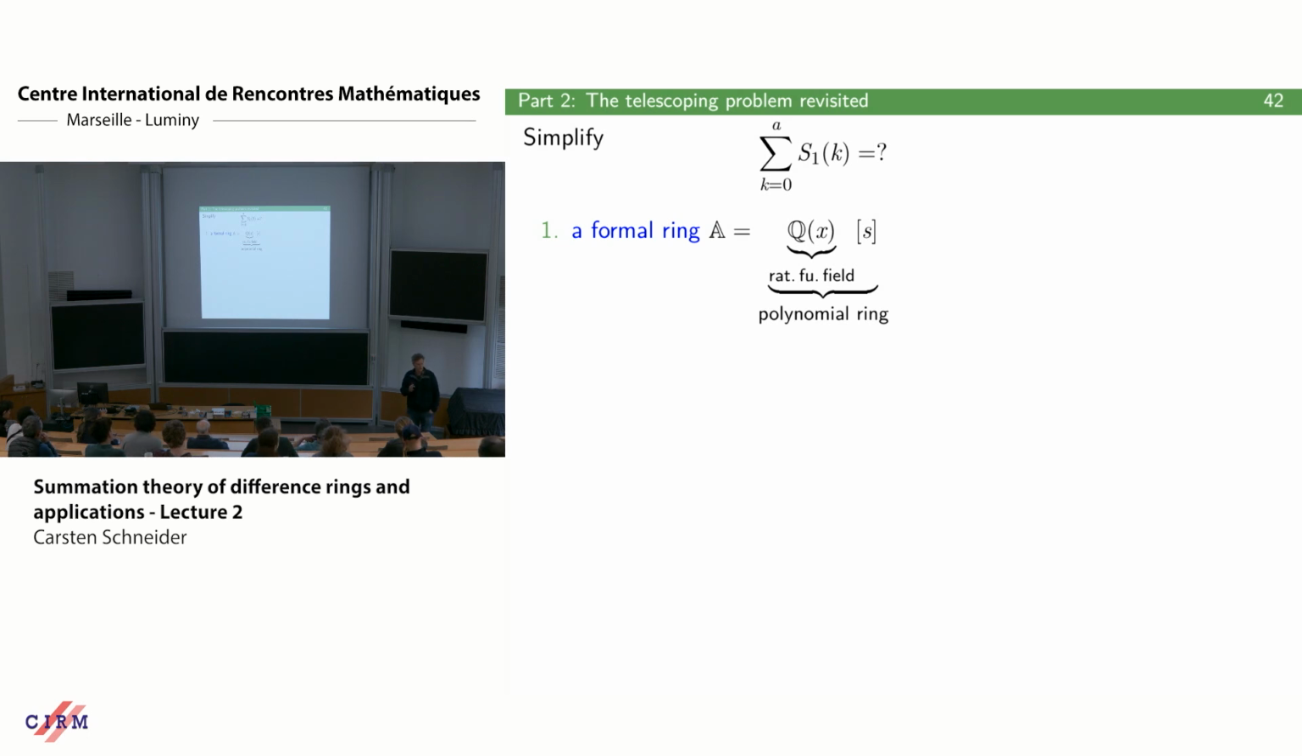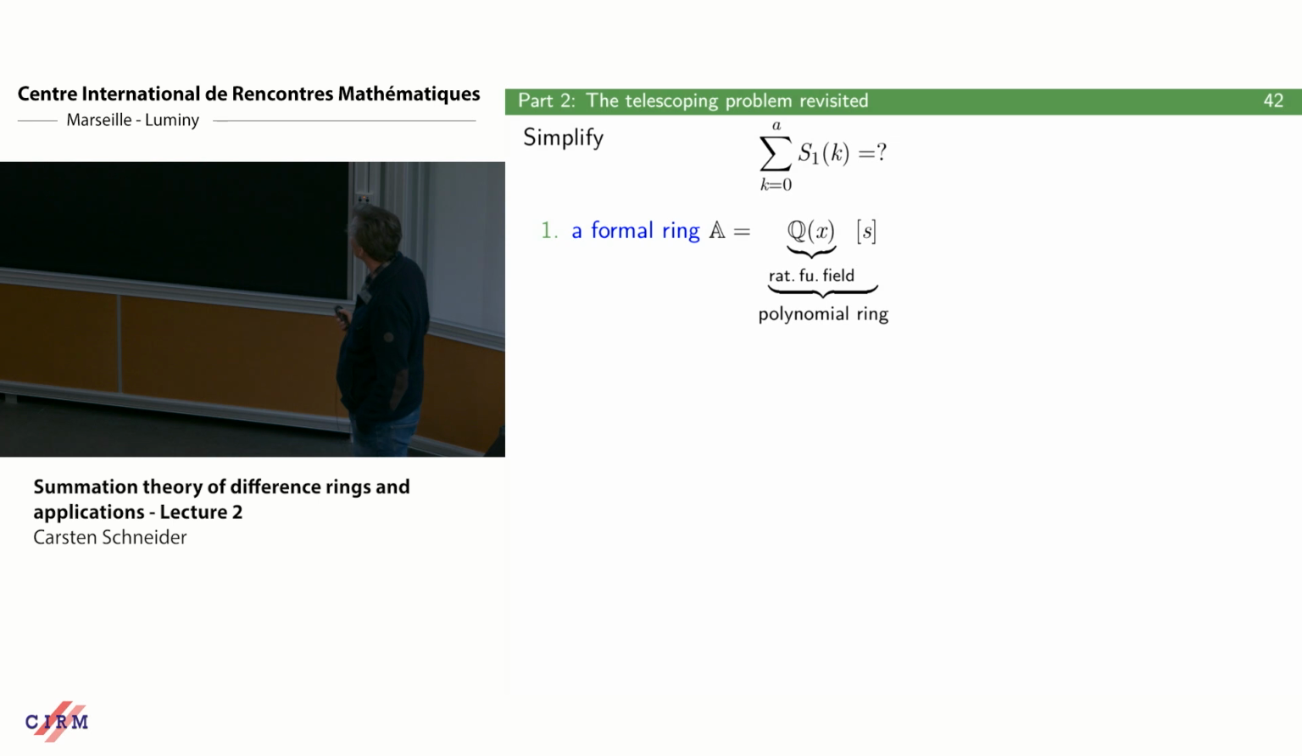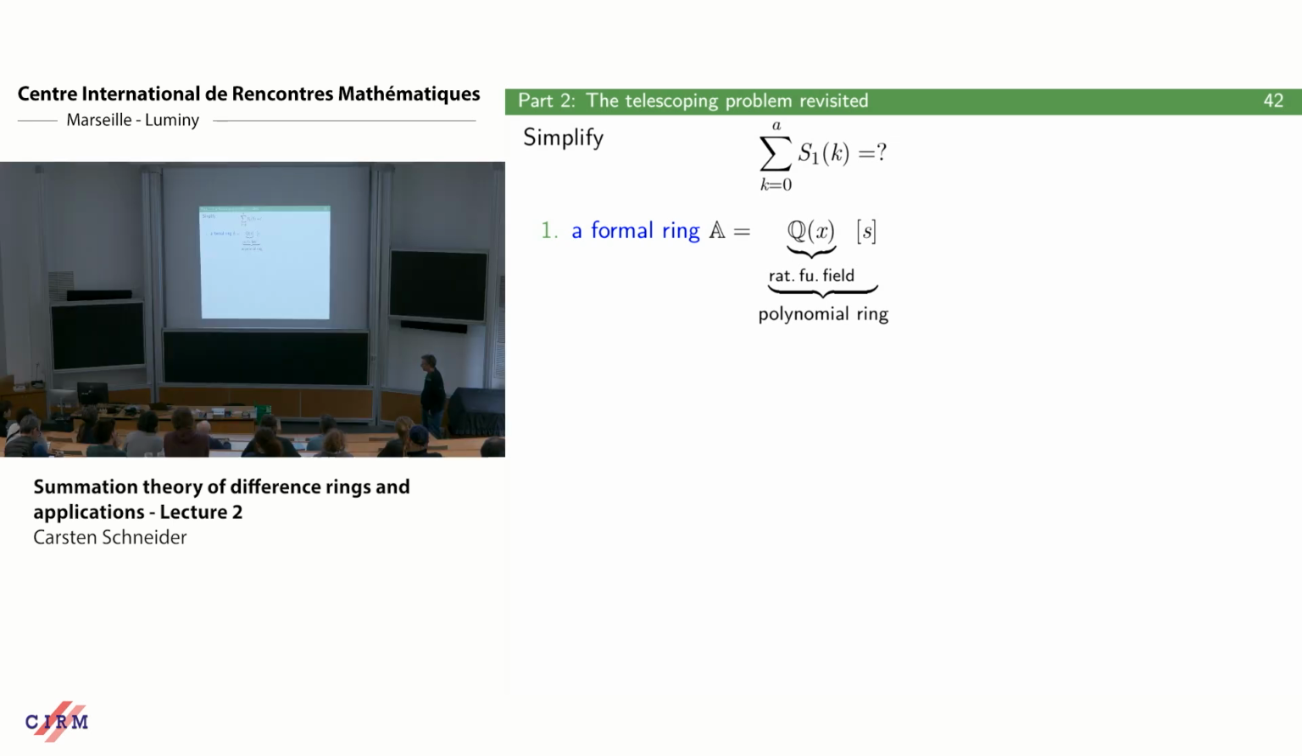So I start with rational numbers, for instance. Then I join a variable x. It's transcendental over Q, so it yields a rational function field. We have polynomials in the numerator and denominator. And I introduce also a variable s to model the harmonic numbers. This is a polynomial ring, again algebraically independent over the field of rational functions.